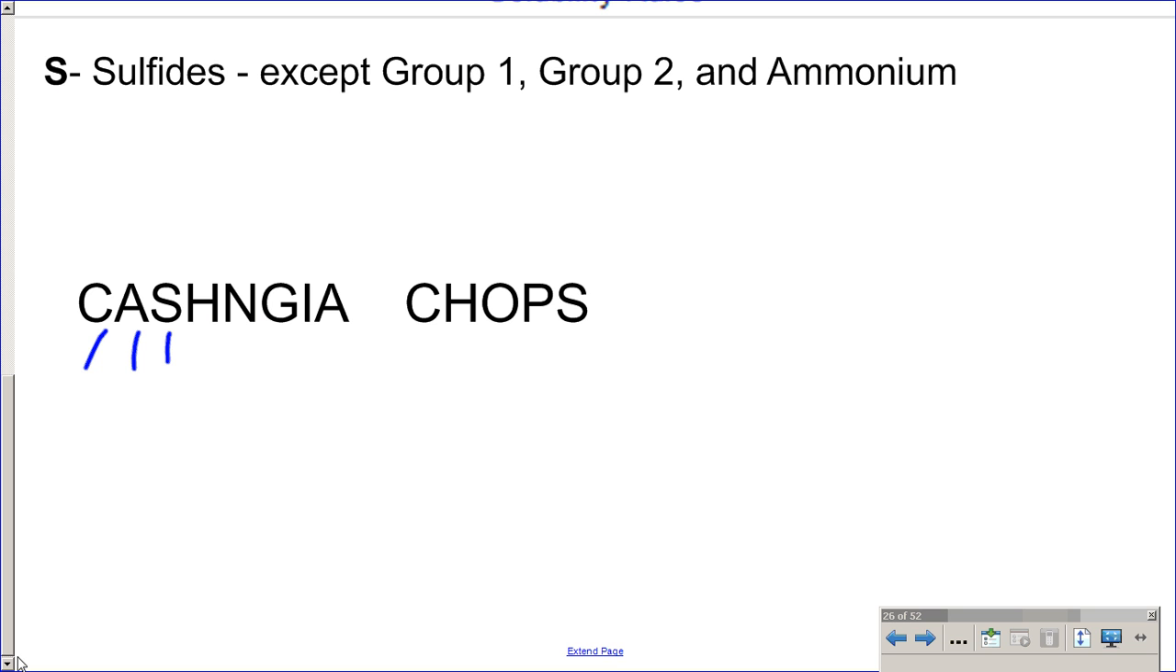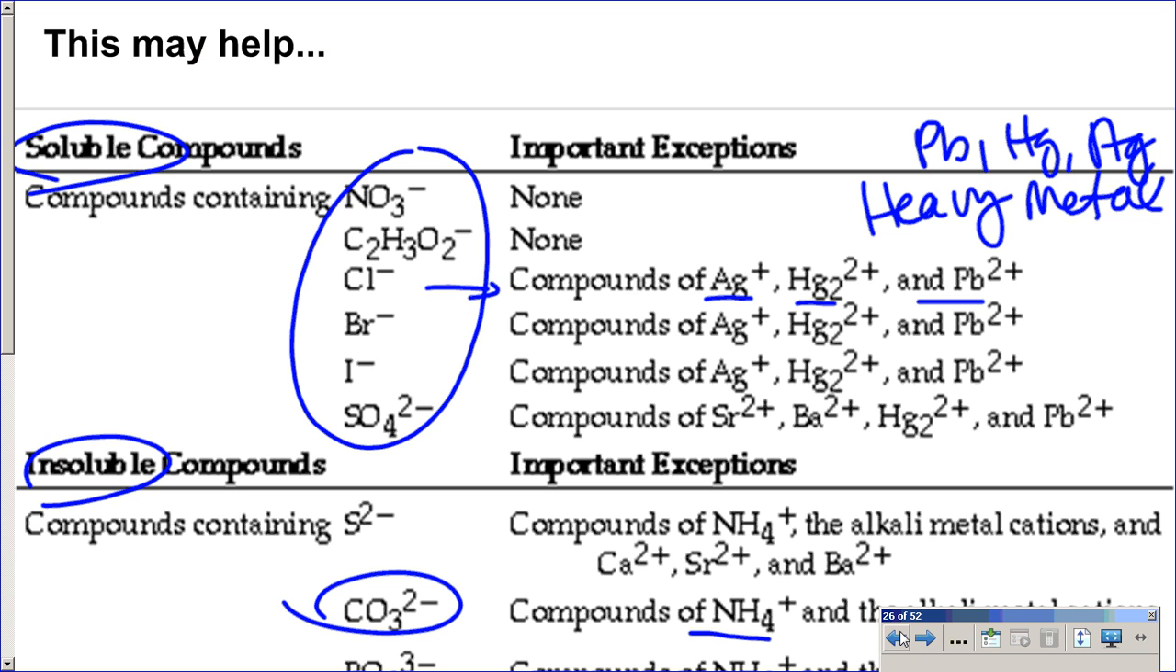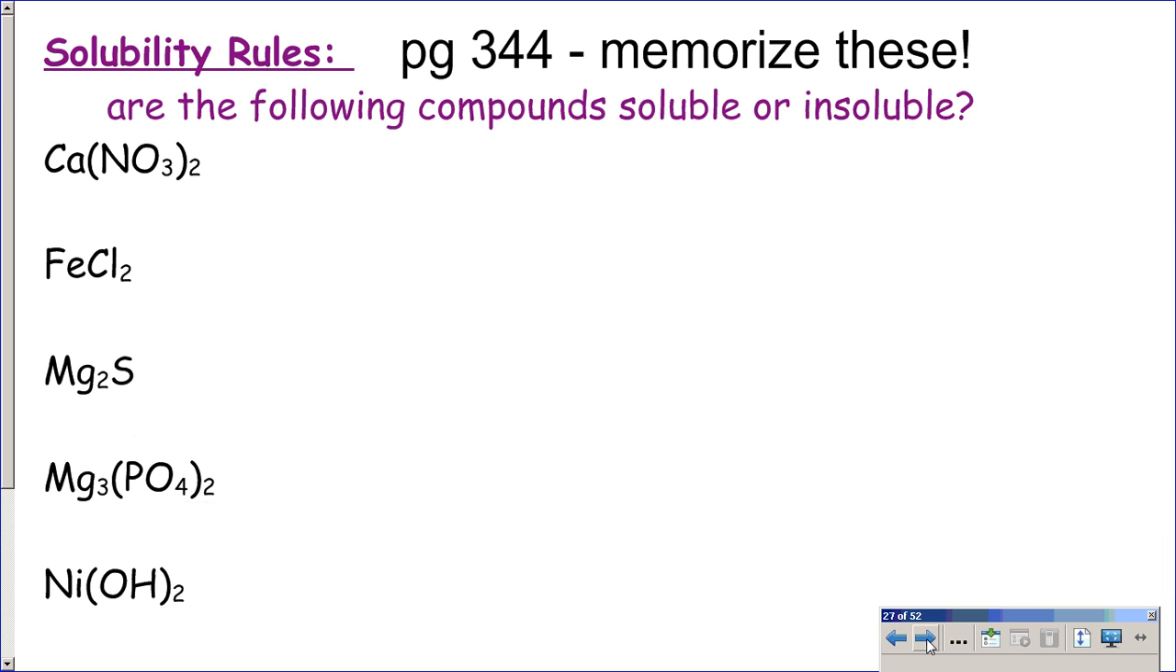Chlorates, acetates, sulfates, halides, nitrates, group 1 and ammonia, those are all soluble with some exceptions. Carbonates, hydroxides, oxides, phosphates, sulfides, all insoluble with exceptions. So I made it up for them. I'm not going to teach you guys that. Okay, so from these, look at the nitrates. Tell me if it's soluble or insoluble. Ready? Calcium nitrate. All nitrates are soluble, okay? All of them. Always soluble. So this one's soluble.